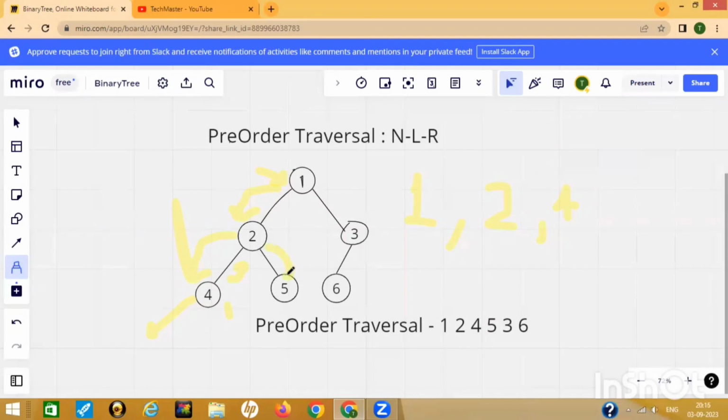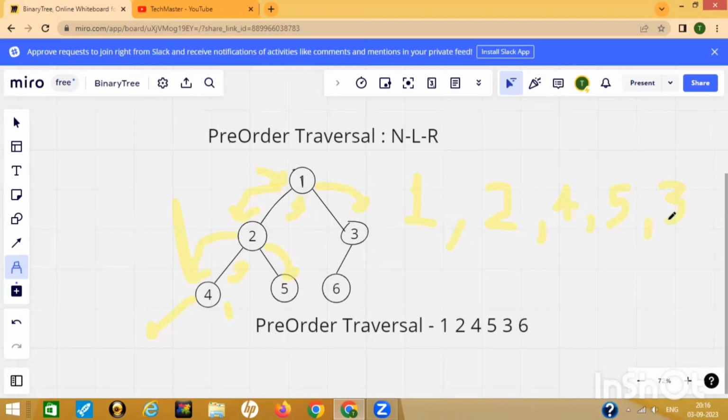So we move on to the right side, so now we visit 5. For node 5, left is null and right is null. So we move on to the top. Now we look at 1. For node 1, the left side is already visited. We have visited all the left subtree of node 1. So we move on to the right side. So we move on to 3, and we visit 3.